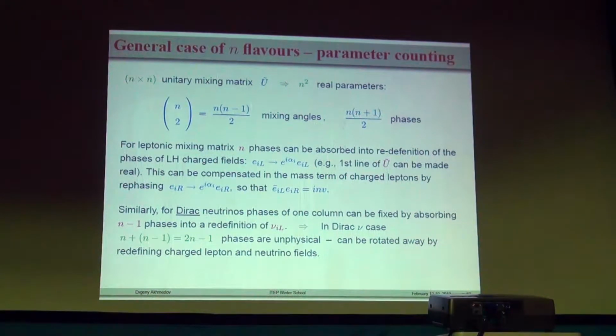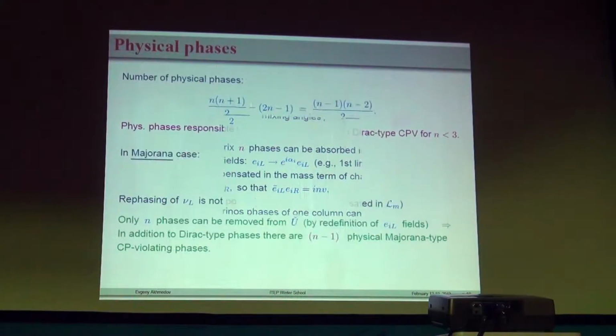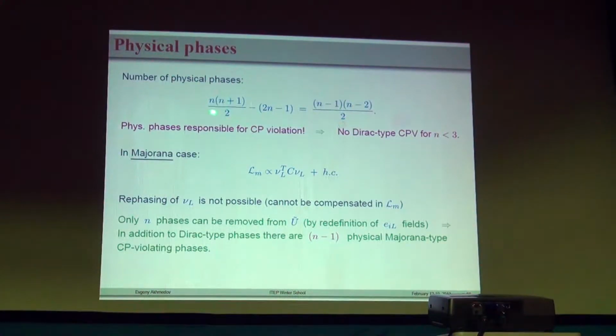If we do this, we find that the number of the physical phases, the remaining number, is n times n plus 1 over 2 minus 2n minus 1, and this is given by this expression, n minus 1 times n minus 2 over 2. And from this formula, you immediately see that physical phases exist only in the case where there are 3 or more neutrino and charged lepton species. And the realistic case is 3.